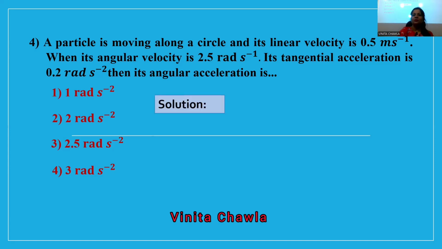कैसे relate करोगे? V R omega होता है. V is R omega. Now put the values. You'll get the value of radius. Linear velocity is given. It is 0.5. Angular velocity is 2.5. So radius is. You're not doing? हो गया? अच्छा समझ रहे हो. ठीक है?